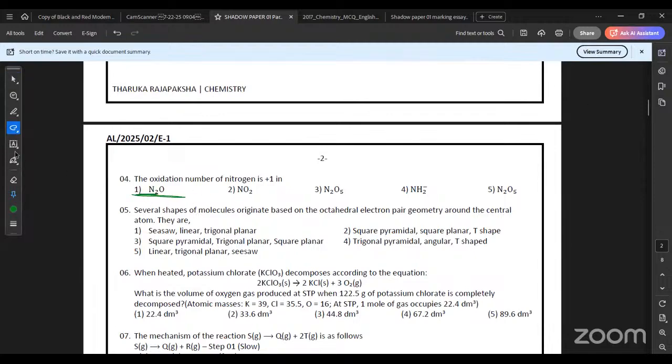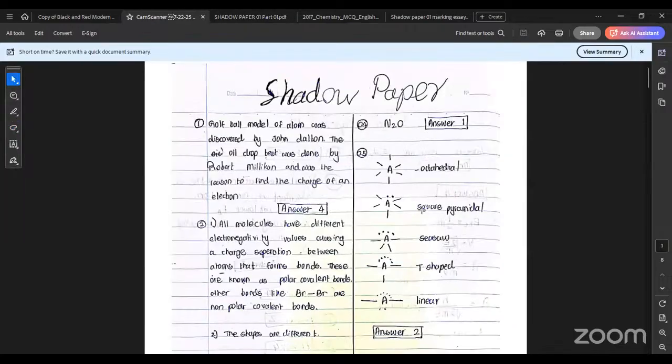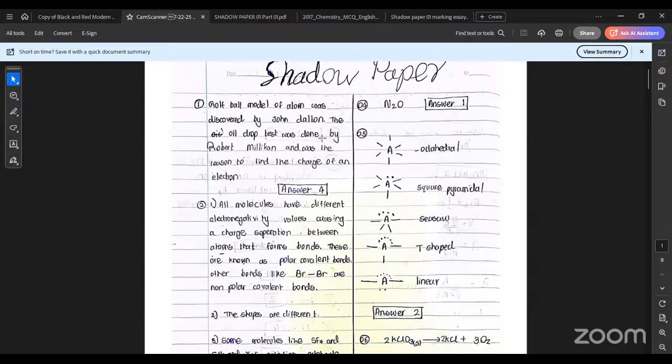It's answer 1, N2O. Several shapes of molecules originate based on octahedral electron pair geometry around the central atom. If I take the review, look: octahedral, when you remove one electron pair, it becomes square pyramidal. When you remove another electron pair, it becomes seesaw. And then you remove another electron pair, it becomes T-shape. You remove another electron pair, it becomes linear. So all these are derivations from the octahedral electron pair geometry.